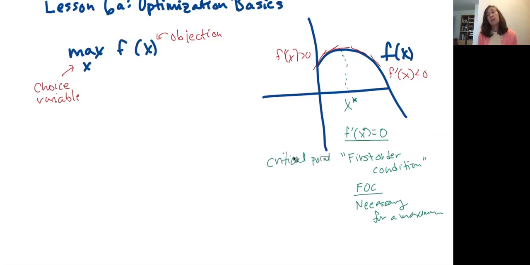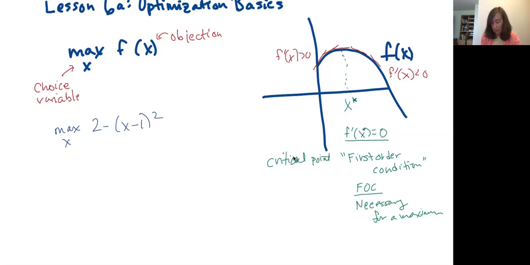Okay, so let's just do an example. The function I drew here looks pretty close to this function. So choose x to maximize 2 minus (x minus 1) squared. That's a reasonably good drawing of what that function looks like. And so what we're looking for here is an actual number, the x value that corresponds to the highest value of the function. And we're just going to go through the process.